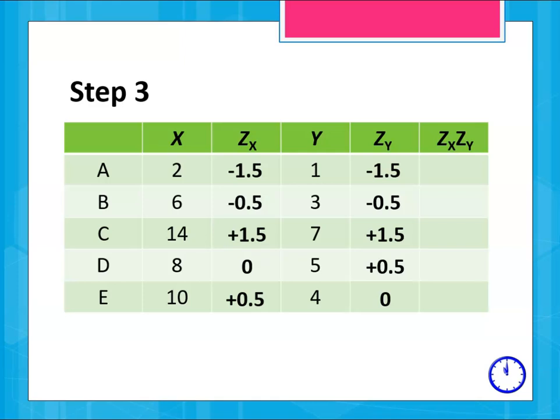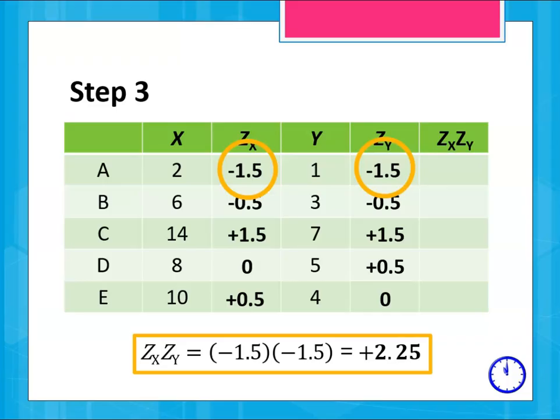Step 3 is to multiply your ZX and ZY scores. For example, for person A, we will multiply the negative 1.5 and the negative 1.5 to get a ZX-ZY of plus 2.25. The plus 2.25 is our cross product. You will then place the final answer in the table here. Remember that a negative number times a negative number always gives you a positive number.